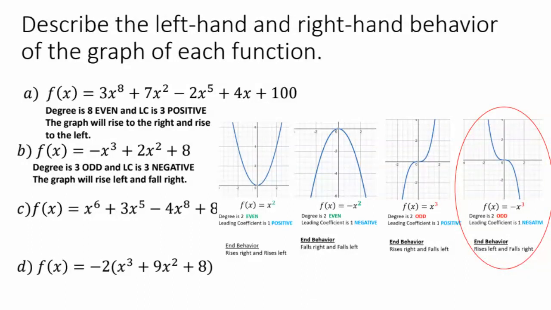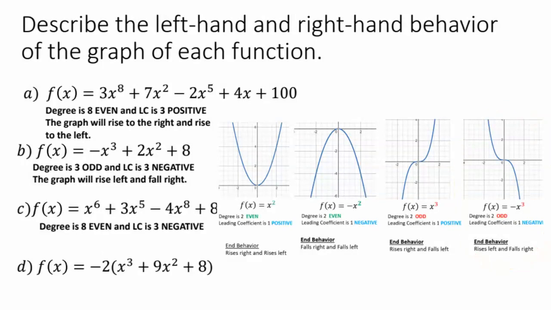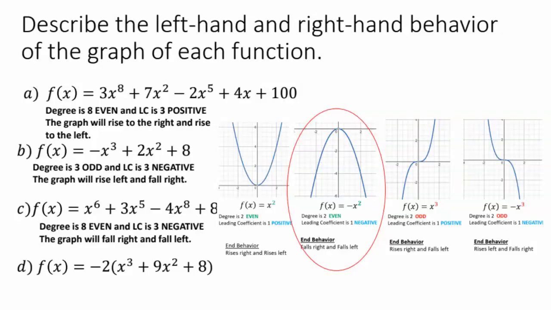Okay, let's look at C. C is an even function. Its leading coefficient is 1. It's a positive value. So again on this one, oops, my circle should be on the first one, shouldn't be on the second one.